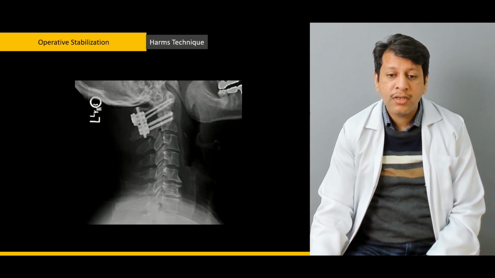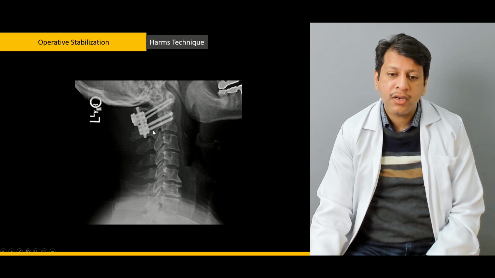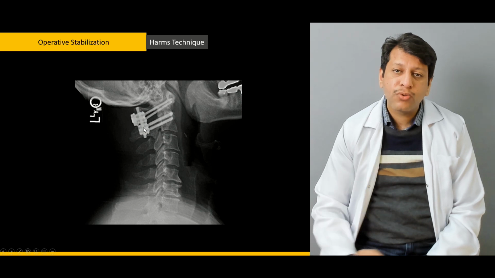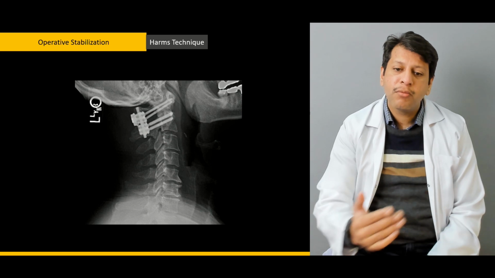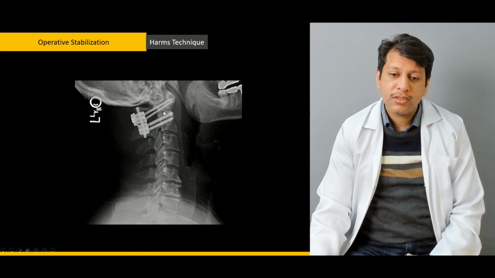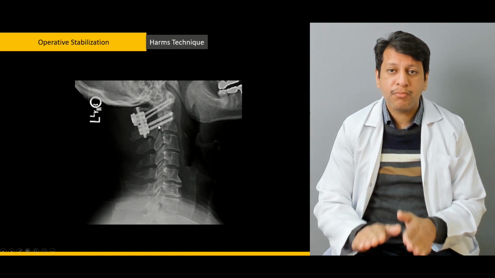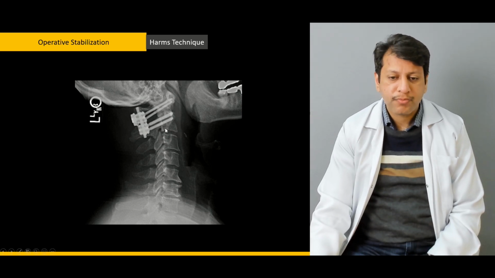The other technique is Harms technique. This is one in which it's going all posterior, but if you see it over here, the C1, C2 is fixed along with the C3 as well, and then there is a further connecting rod posteriorly with instrumentation. So it's increasing the construct stability, but only going posteriorly, because the C1, C2 may not be good enough for fixation alone. Then you need a stable vertebra where you can base your construct, and probably they put screws in the C3 as well.